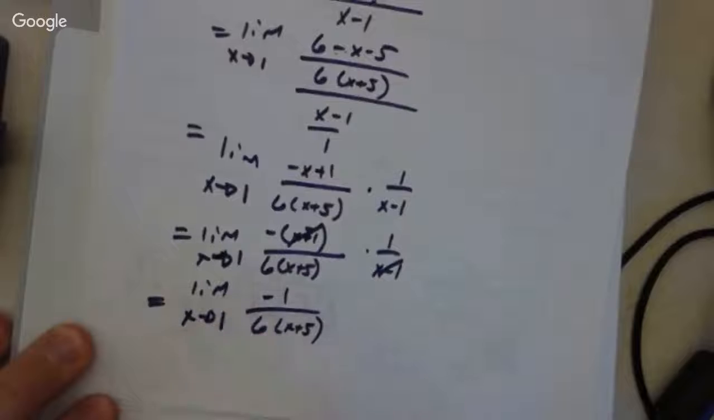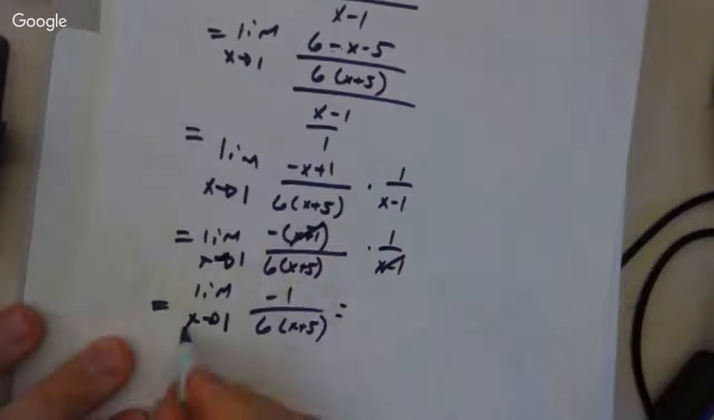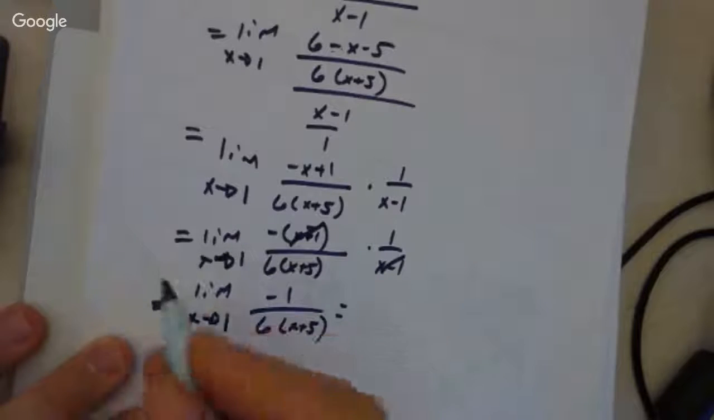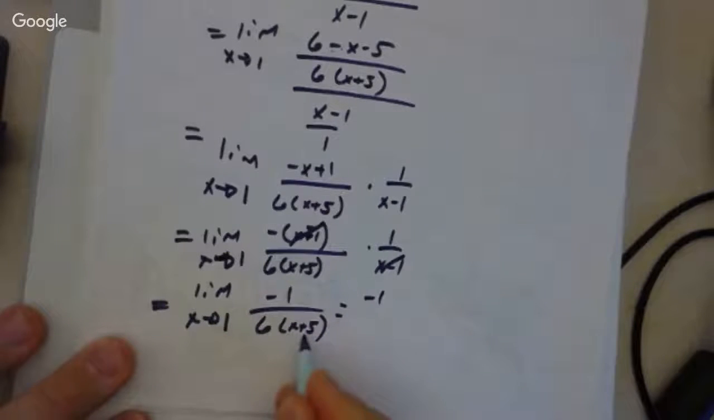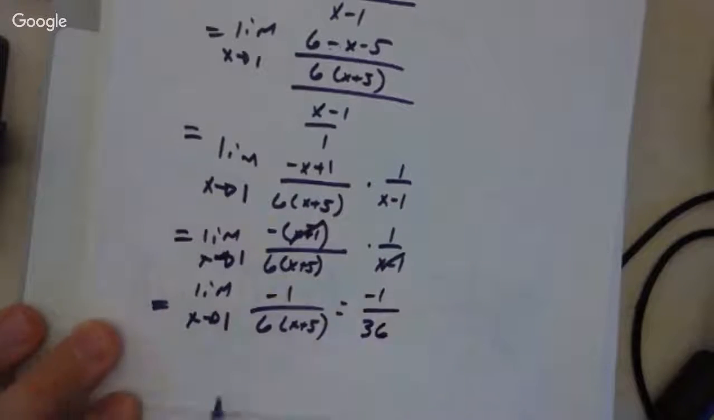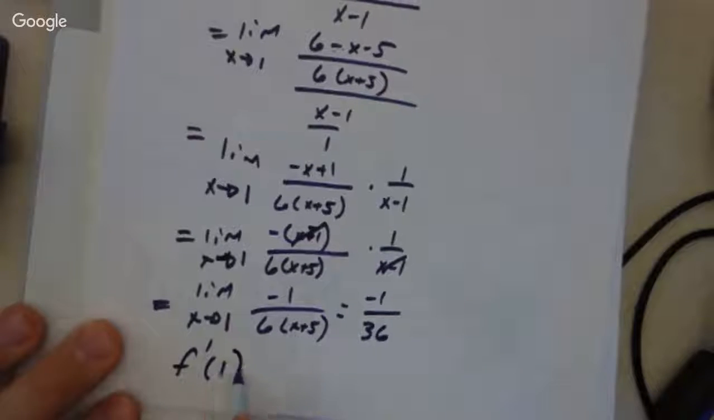So this one, now can I plug in 1? Yeah, I can take the limit because the denominator is no longer going to be what? 0, right. It's no longer going to be undefined. So I take negative 1, plug in 1. That gives me 6 times 6. So f prime at 1 is equal to negative 1 over 36.